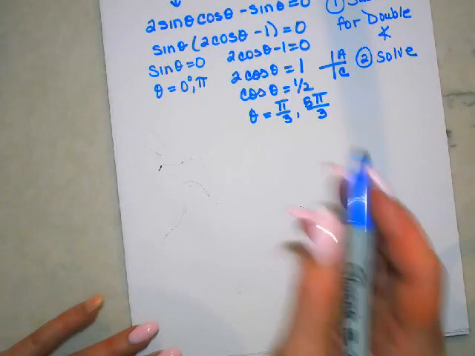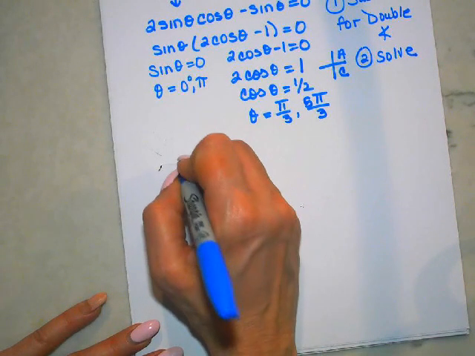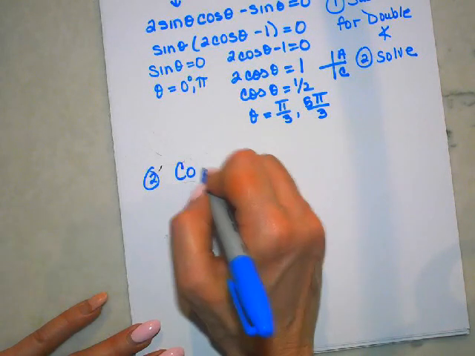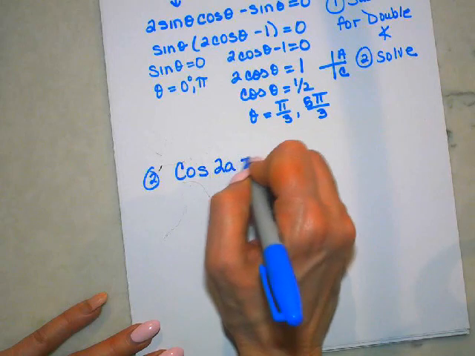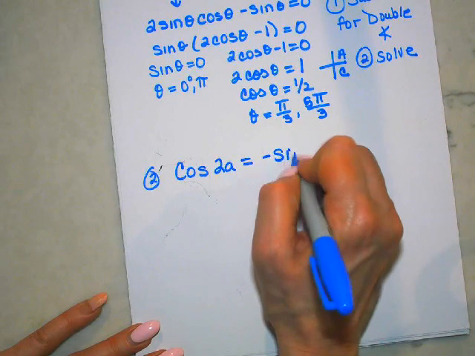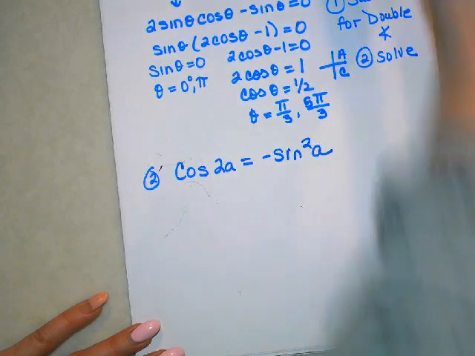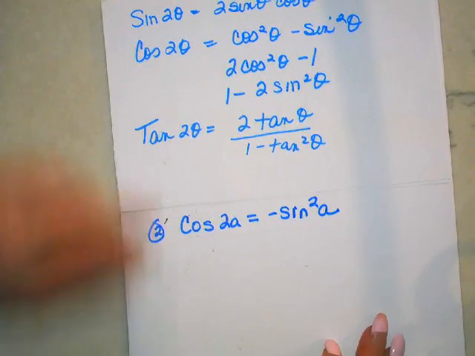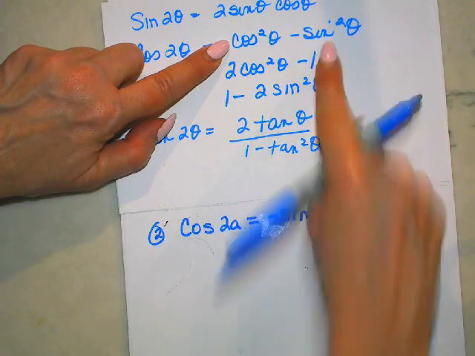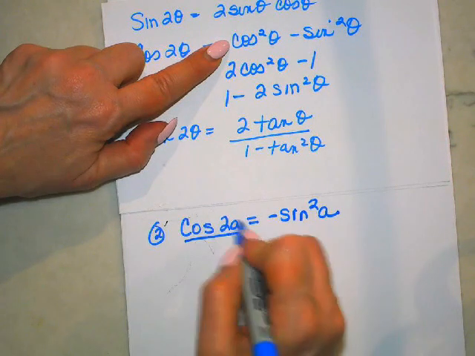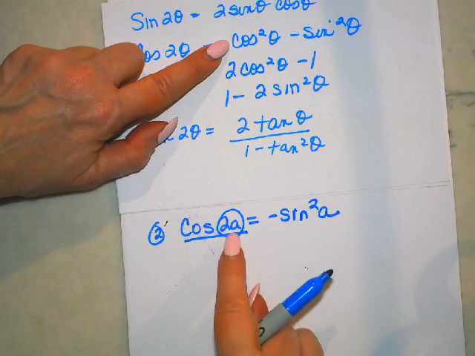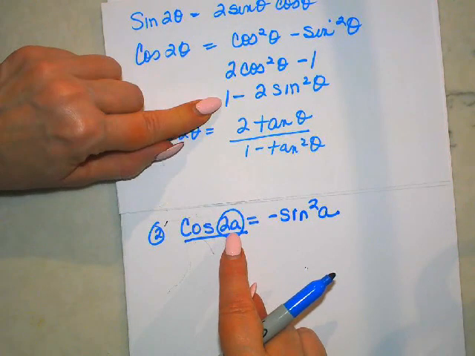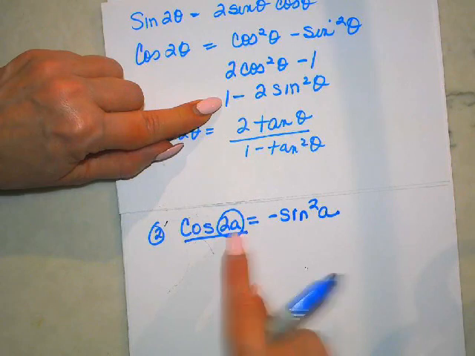Let's do a cosine one. Cosine's a little more tricky. So, number 2: cosine 2a equals negative sine squared a. Now, with cosine, we have options. We can use cosine squared minus sine squared for the cosine of the double angle. You know it's a double angle because it says 2 times the angle. Okay? Or 2 cosine squared minus 1, or 1 minus 2 sine squared.